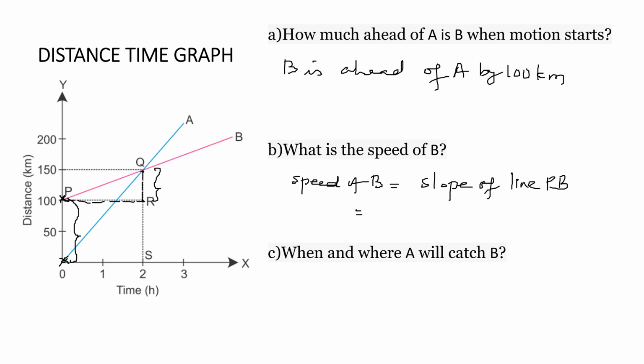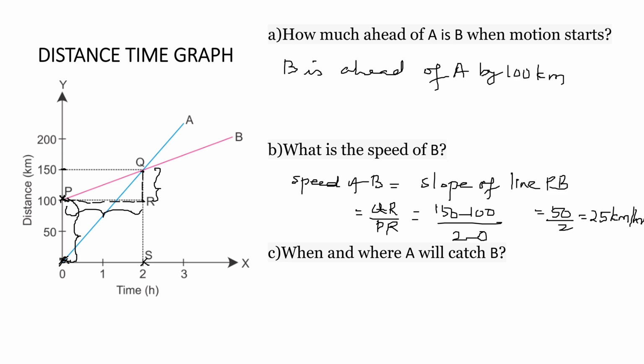So QR by PR. How will you find out QR? It is 150 minus 100, and PR means 2 minus 0. So 50 by 2 will give you 25. Distance is given in kilometer and time is in hour. So 25 kilometer per hour.